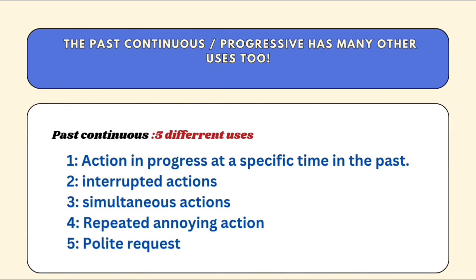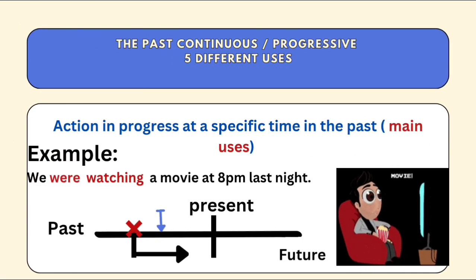The past continuous or progressive has many other uses too. The past continuous has 5 different uses, so here they are, and let's take each one of those one by one and take a look at them. The first one, we have already studied it a little bit, but here's an example. We were watching a movie at 8 p.m. last night. We were watching, that is the ongoing situation, at 8 p.m. last night. So 8 p.m. is a definite time. It's a specific time.